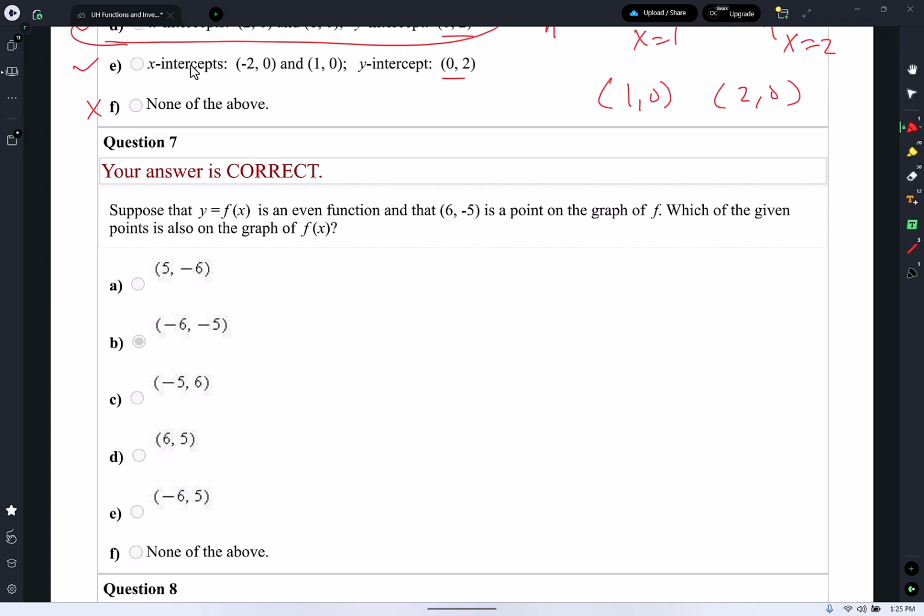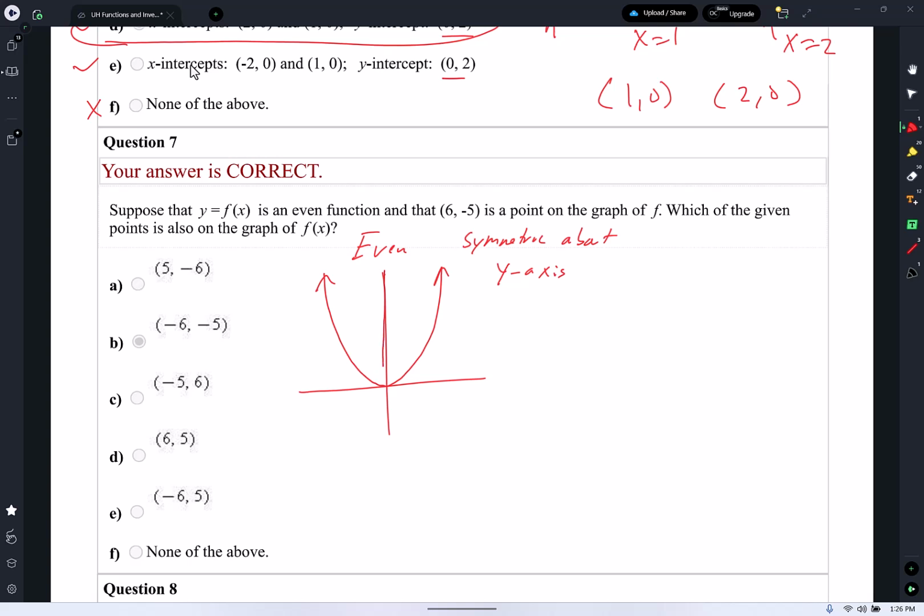Okay. Anyways, it says suppose that y equals f of x is an even function, and that 6, negative 5 is a point on the graph of f. Which of the points is also on the graph of f? Okay, so let's talk about even and odd. An even function, guys, is symmetric about the y-axis. So that means if you fold along the y-axis, it's like a mirror kind of.